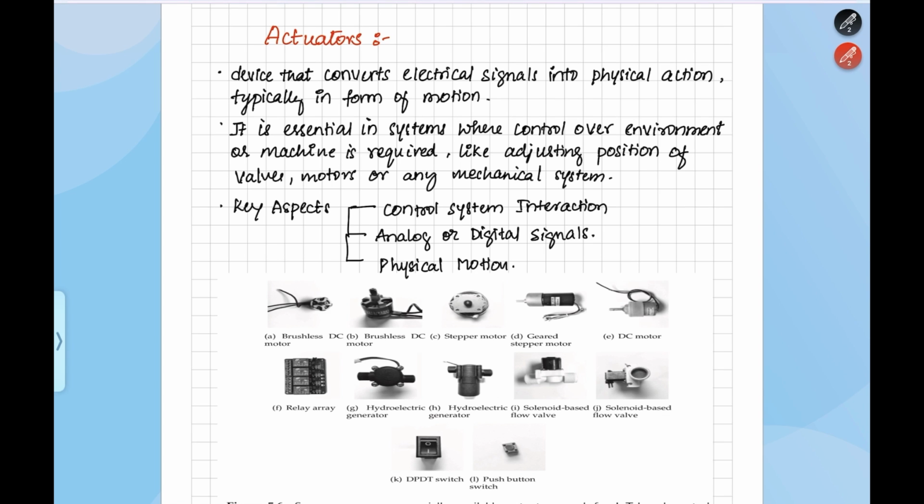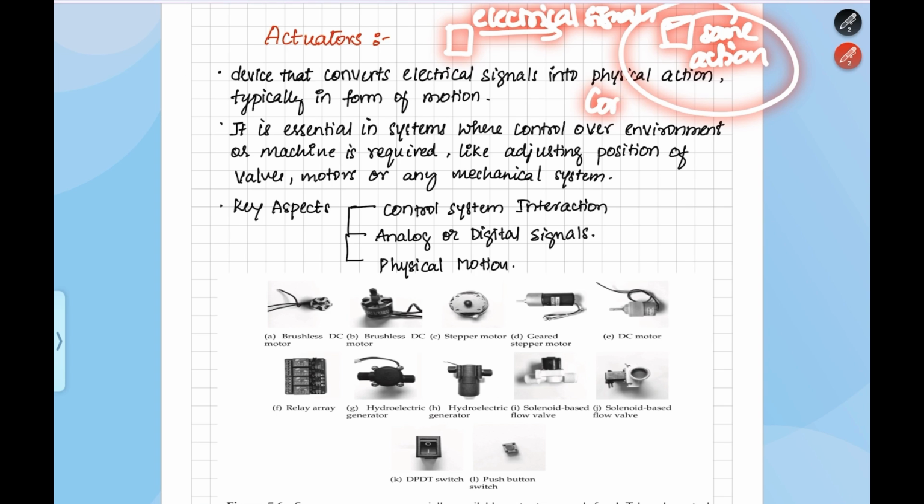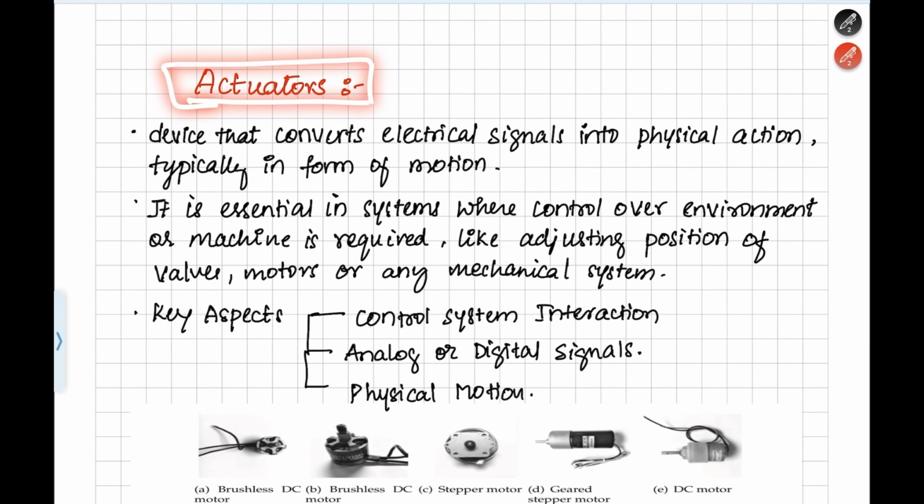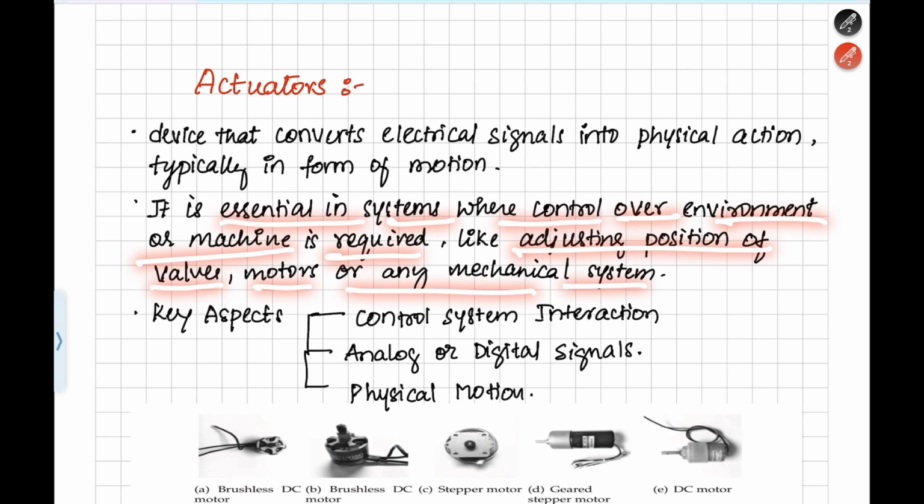So let's start now. Let's start with the definition of an actuator. An actuator is a device that converts electrical signals into physical action, typically in the form of motion. We know that sensors are used to convert environmental factors into electrical signals, right? Now these electrical signals have to be further converted into some action. So the apparatus which is used to convert it into some action is called an actuator. Okay, so it is essential in systems where control over an environment or machine is required, like adjusting the position of valves, motors, or any mechanical system.